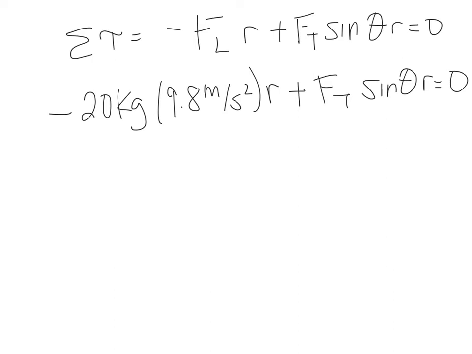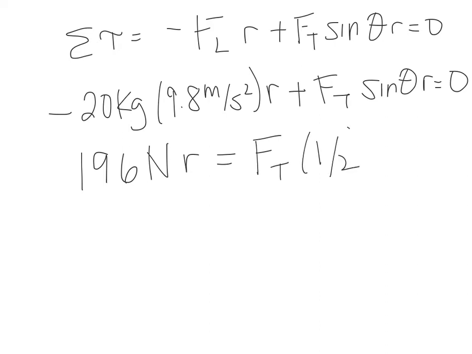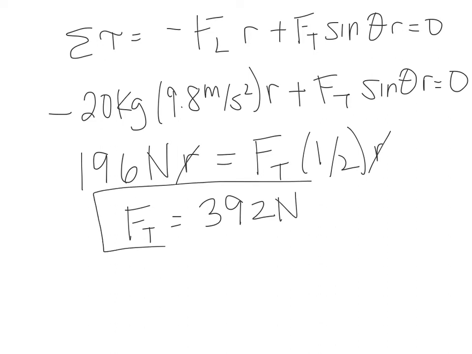Alright, so I will rearrange that, and I will get 196 newtons times r will equal FT times 1/2 times r. So my r's cancel out, and I should get that my force of tension is equal to 392 newtons. And that is the end of part A.